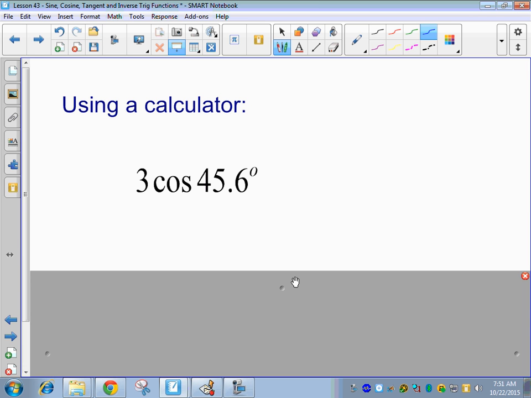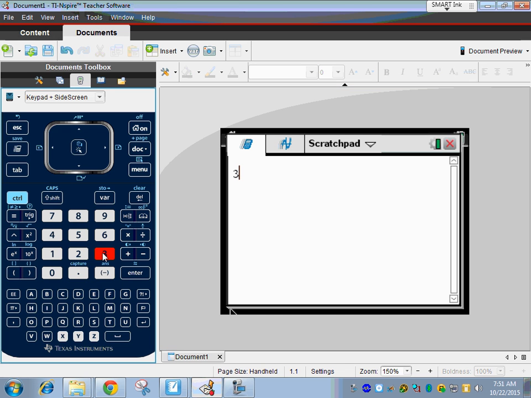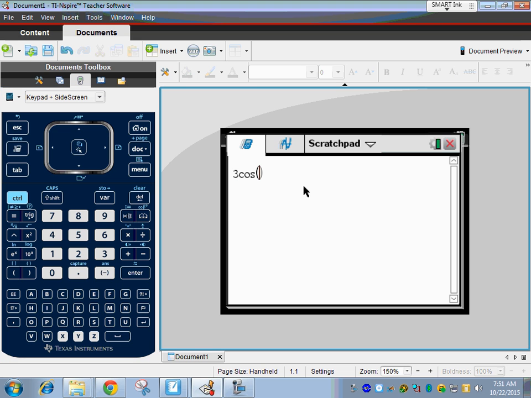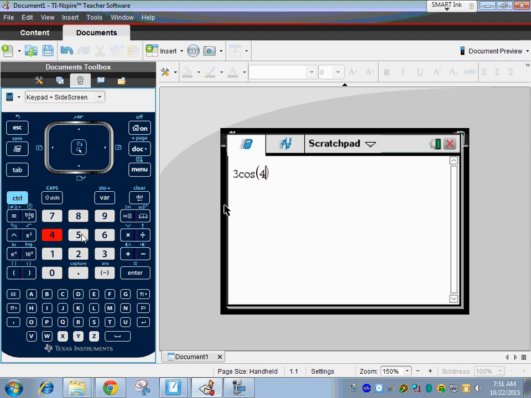Okay? So, I have 3 cosine 45.6. So, I'm going to type in a 3. Then we need to find cosine. See this trig button here? Press it. Trig button right there. And arrow over, so we have cosine. Don't use inverse cosine for this. We want the regular cosine first. And then there's 45.6.